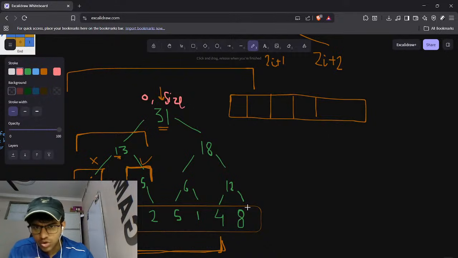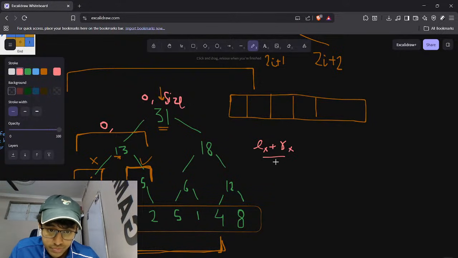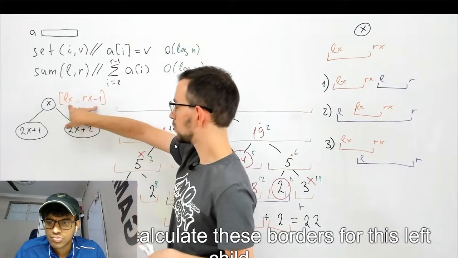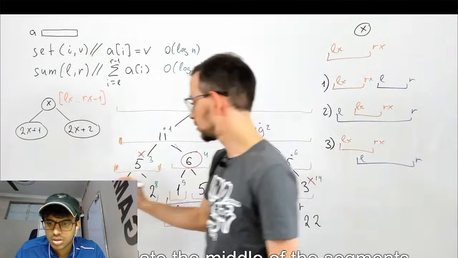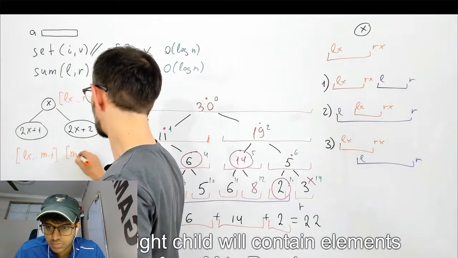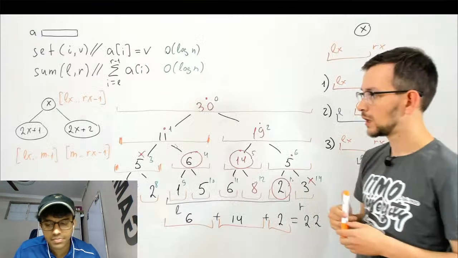Okay, so for 0 comma size, if I go to the left, the left border would remain the same. The right border will become lx plus rx by 2. This would become the right border. If I go to the right, the right border stays the same. The left border would become lx plus rx by 2, right? Calculate these borders for this left child. The left child will contain elements from lx to m, and the right child will contain elements from m to rx minus 1, right?